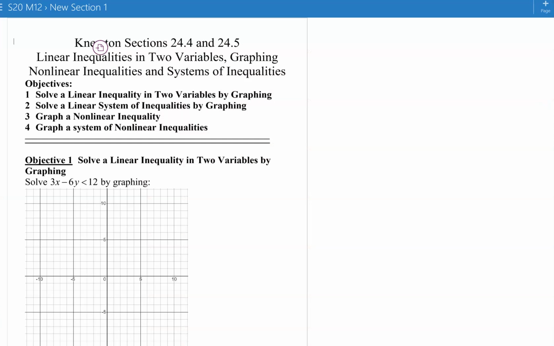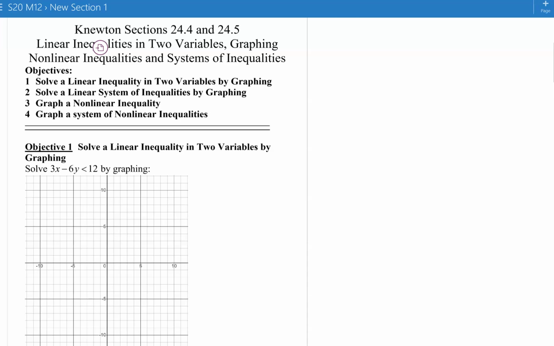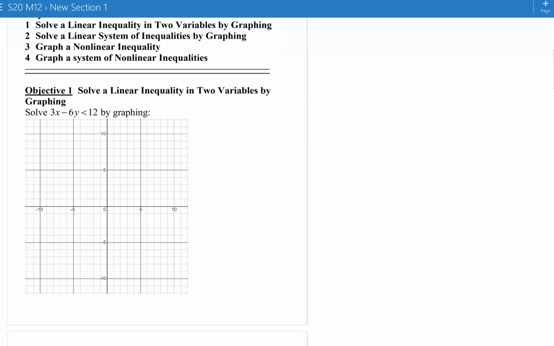So let's continue on with 24.4 and 24.5, and we'll have some linear inequalities in two variables and nonlinear inequalities and systems of inequalities. So hopefully this is familiar also, solving a linear inequality in two variables. So we need two axes, an x-axis and a y-axis to represent this.